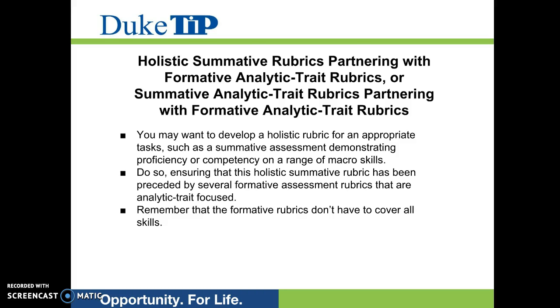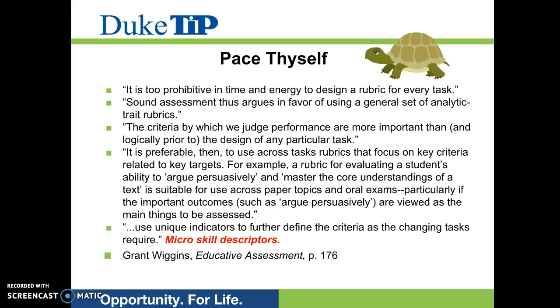Now, if you want to have a few quick holistic ones, there's no problem with that. But in general, the 2 summative analytic trait rubrics you're doing, make them analytic trait ones. That's what we want. Some formative ones could be kind of holistic, but in general, always err on the side of analytic trait ones. But pace yourself. You cannot build a very detailed leveled rubric for every little task you do, especially not this year. Too prohibitive in time and energy to design a rubric for every task. That's a quote from Grant Wiggins.